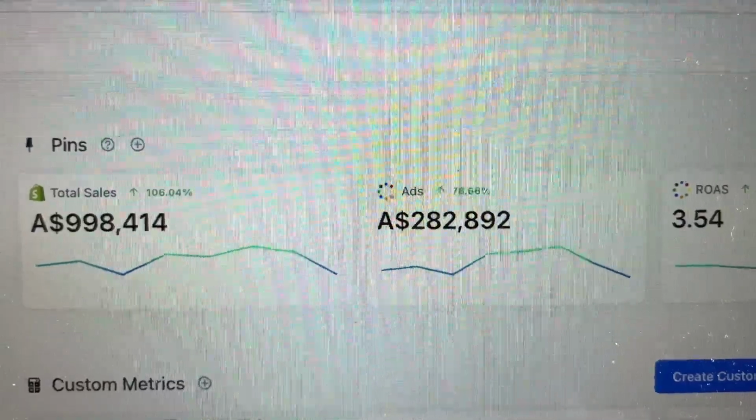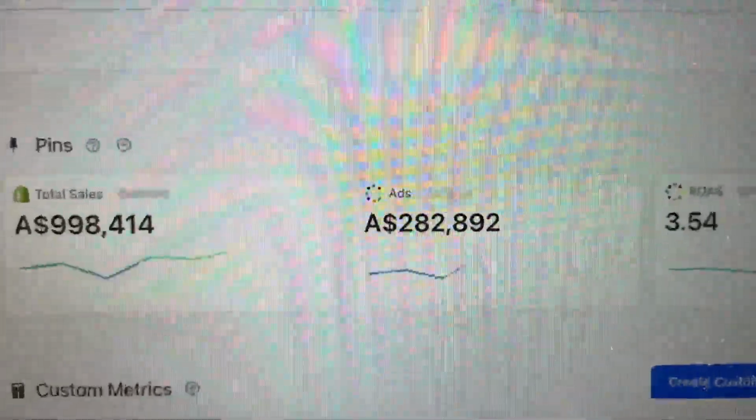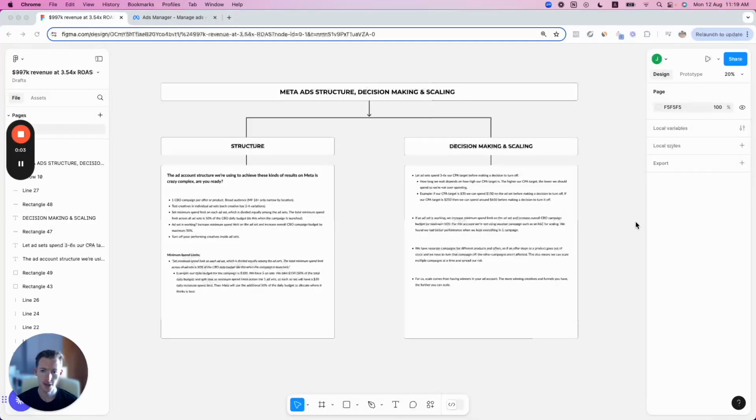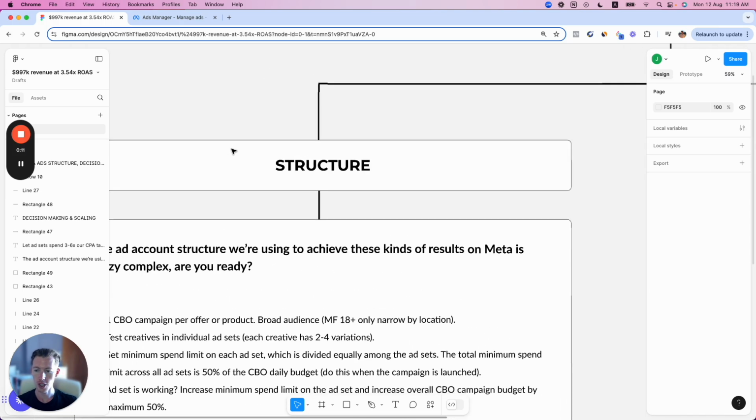Just a quick refresher for you guys to see that we did just under $1 million in revenue at a 3.54x ROAS. So let's talk about the Meta ad structure, the decision making, and the scaling process that we are using to achieve these kinds of results. So I just want to start with the structure.